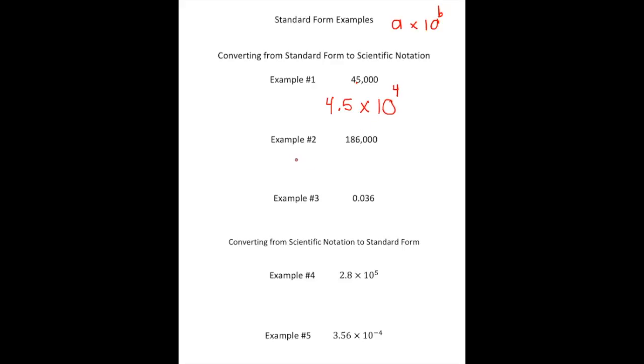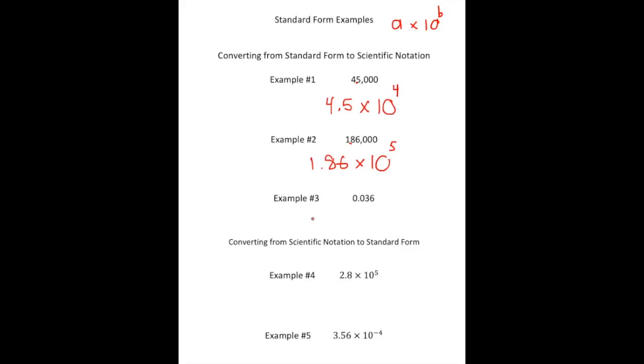All right, example number 2. We have 186,000. Now the a value for this one is going to be 1.86 times 10 to the, now again, if the decimal is right here, we're going to move over 1, 2, 3, 4, 5 spots. So every time we move it over one decimal point, we're going to have to multiply by 10. So that's going to be 1.86 times 10 to the fifth power.